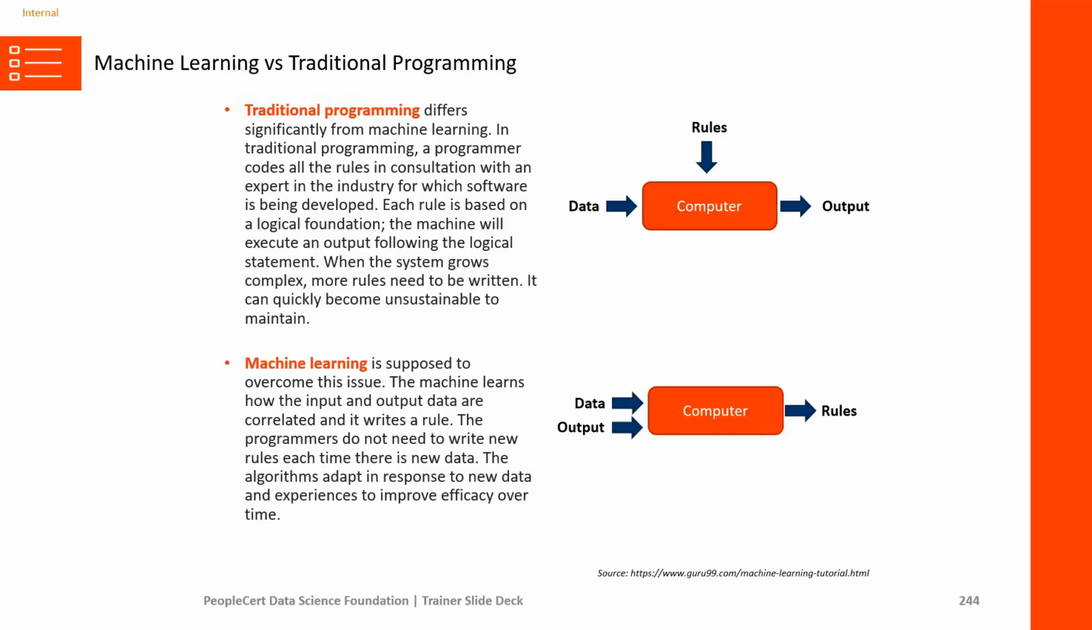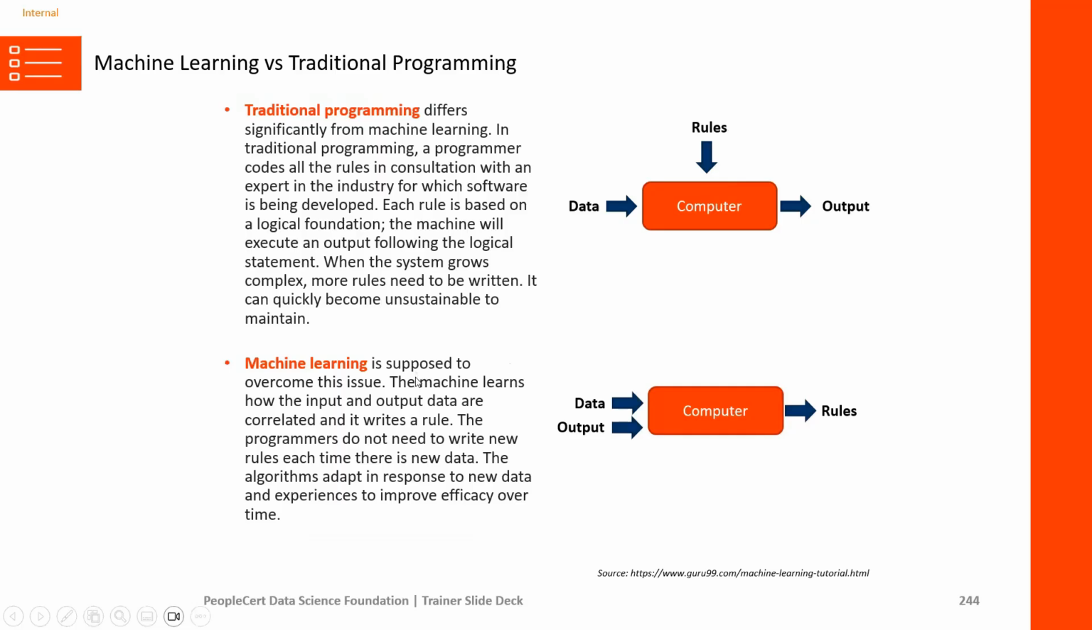When the system grows more complex, more rules need to be written. It can quickly become unsustainable to maintain. If you are writing traditional programming and the conditions are too many, it becomes practically impossible to maintain all the code in a logical manner. That's a typical drawback of traditional programming. You have your computer where you give the data and put your rules, or programming conditions, on top of it, and then you get a typical outcome.